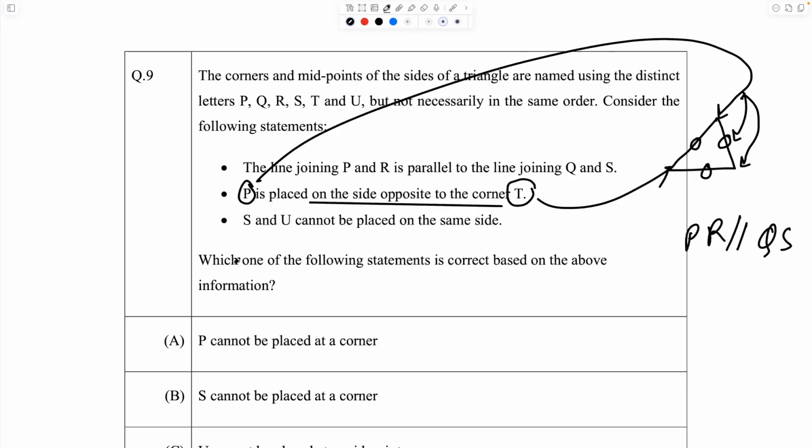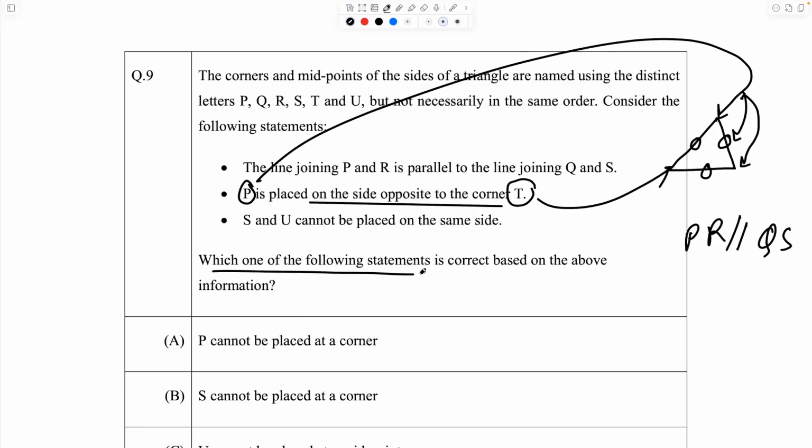That part you understand. Then the last is that S and U cannot be placed on the same side, right? They are not telling us whether S and U are corners or midpoints. We do not know that, but they cannot be on the same side. That is one thing that is present, right? So S and U cannot be on the same side. These 3 constraints are present, right?